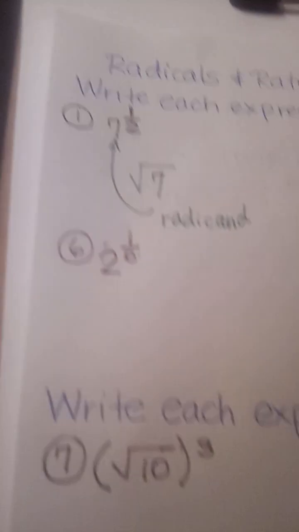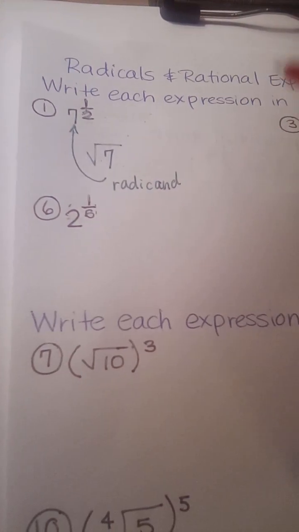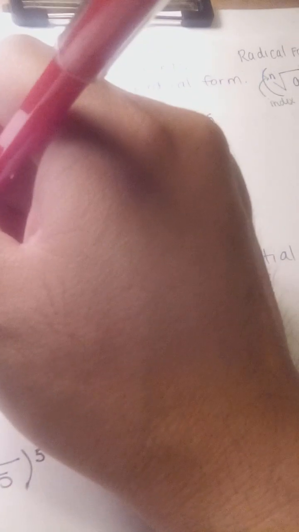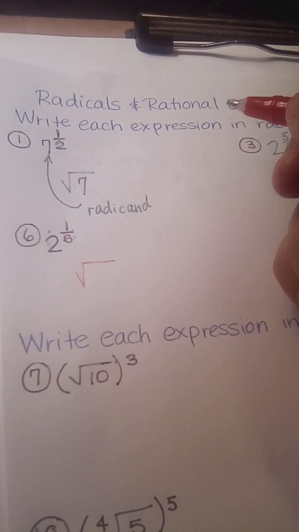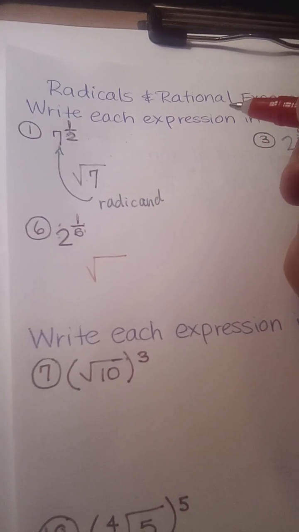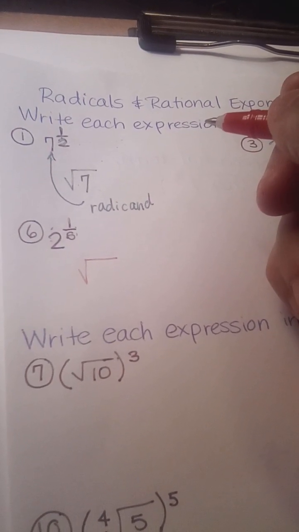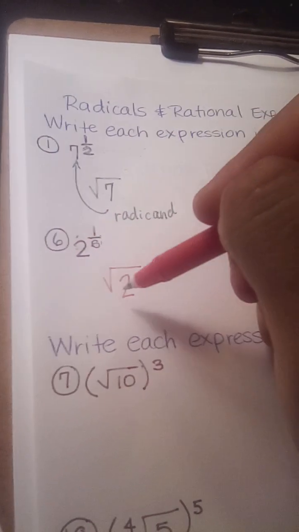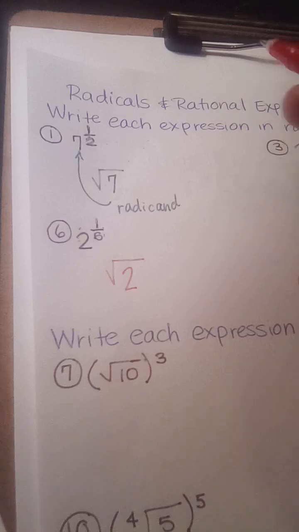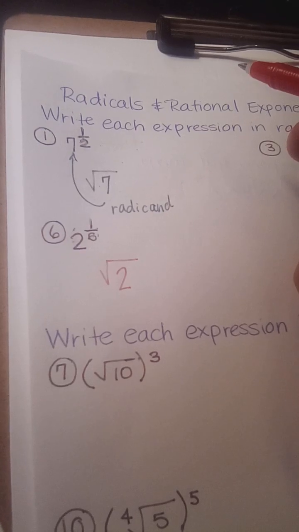All right, so we have number 6. 2 to the power of 1/6. What goes inside the box? The 2, the 1, or the 6? You said 2, right? Very good. Because that's the base. The base goes inside the square root sign, better known as the radicand. What number goes in the index?